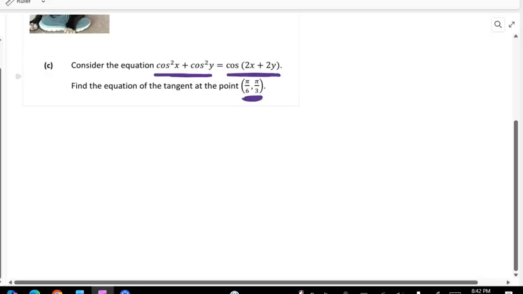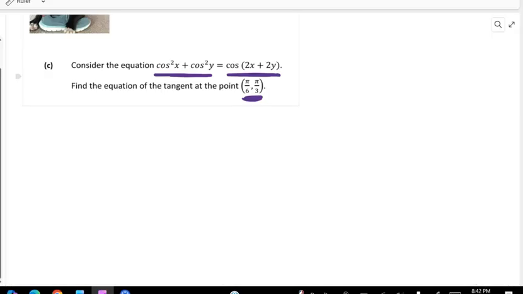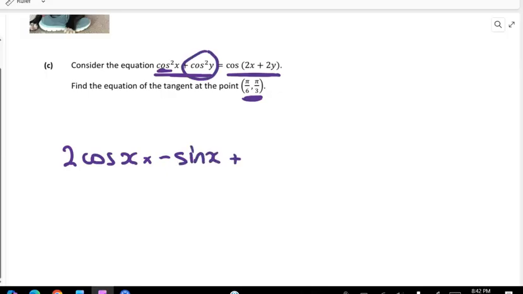I'm going to differentiate with respect to x. So we're going to have 2 cos of x, bringing down the power, times the derivative of the inside function, which is cos of x, so it's times negative sine x, plus, now differentiating this with respect to x, we get 2 cos y times negative sine y dy by dx. So that's doing implicit on it.